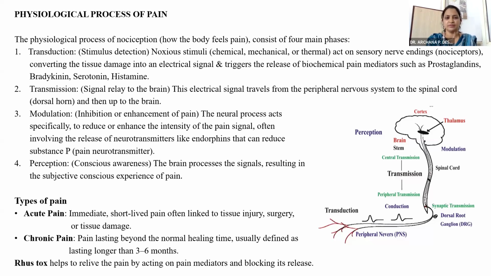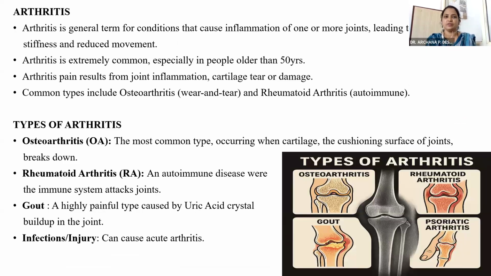On the basis of that, through the pain pathway, the pain types are chronic and acute. So Rhus Tox helps to relieve the pain by acting on these pain mediators and blocking the release of prostaglandins and the cytokines that act through the inflammation and are released when signaling occurs. Next slide, ma'am. So that was all about the pain and the pain pathway.